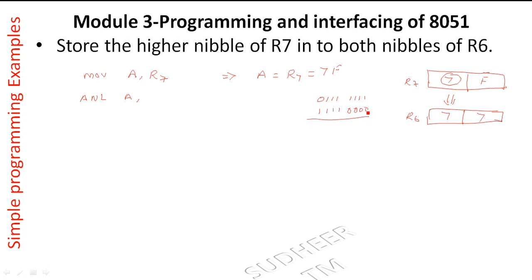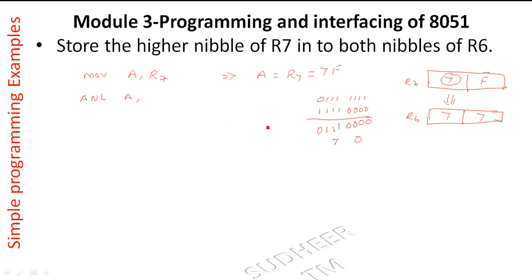So what will be the AND operation between them? 0 AND 1 is 0, 0 AND 1 is 0, 0 AND 1 is 0, 0 AND 1 is 0, 1 AND 1 is 1, 1 AND 1 is 1, 1 AND 1 is 1, 1 AND 0 is 0. That means 70. Okay, we got 70 here.